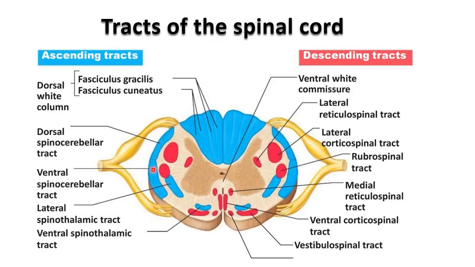Then dorsal spinocerebellar and ventral spinocerebellar for proprioception. Fasciculus gracilis and cuneatus for two-point tactile discrimination, vibratory sense and joint sense. These sensations are carried by the fasciculus gracilis and cuneatus. Okay. So that is a brief account of the tracts of the spinal cord.